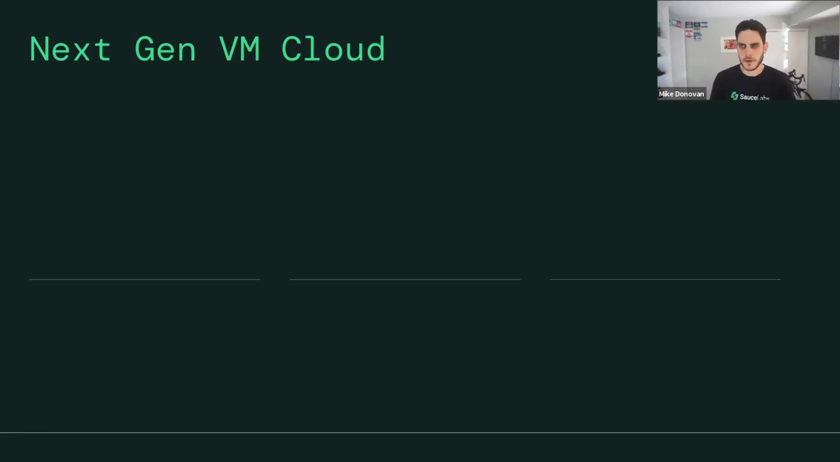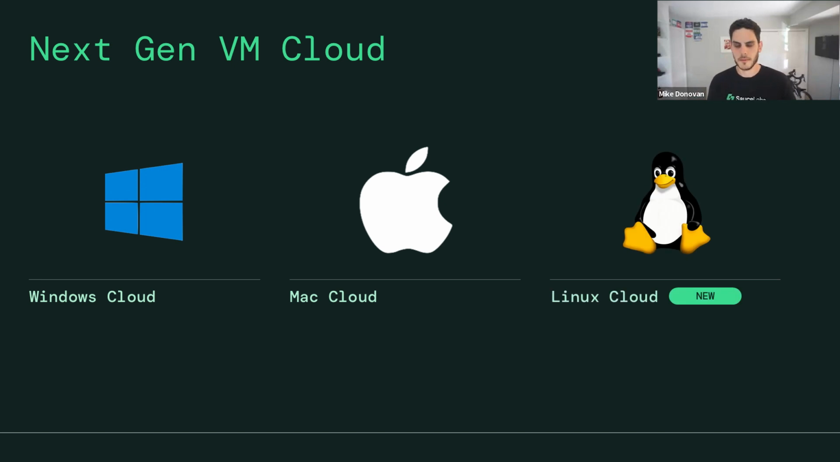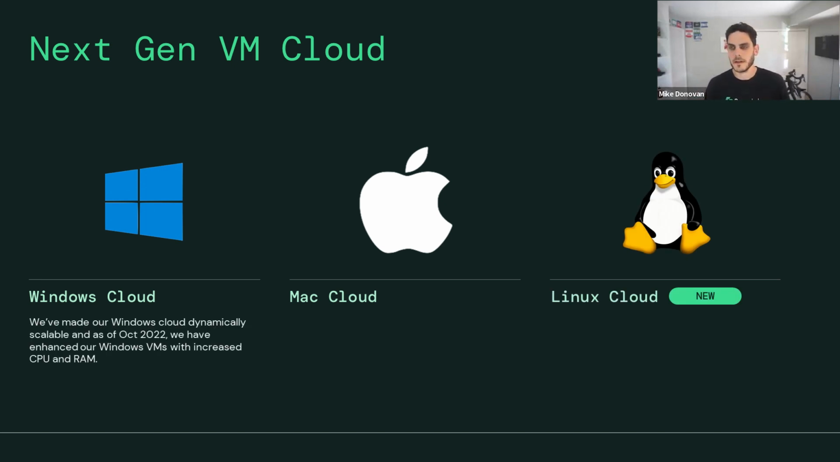So when we think of our cloud, we really think of 3 main clouds: our Windows operating system cloud, the Mac cloud, and then a newly launching Linux cloud. So on the Windows cloud, we've made a ton of advancements in the dynamic scalability of that cloud, so that you always have a virtual machine ready when you need it, as well as increasing the amount of resources available in each virtual machine that you're running your browser test on.